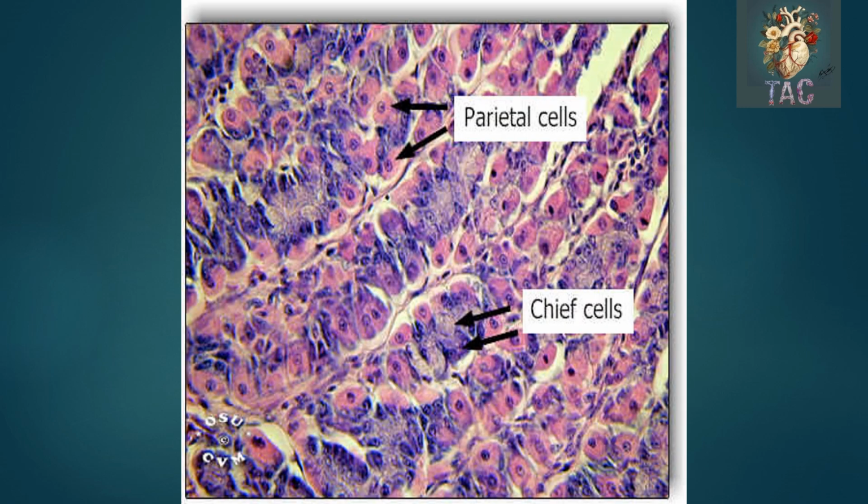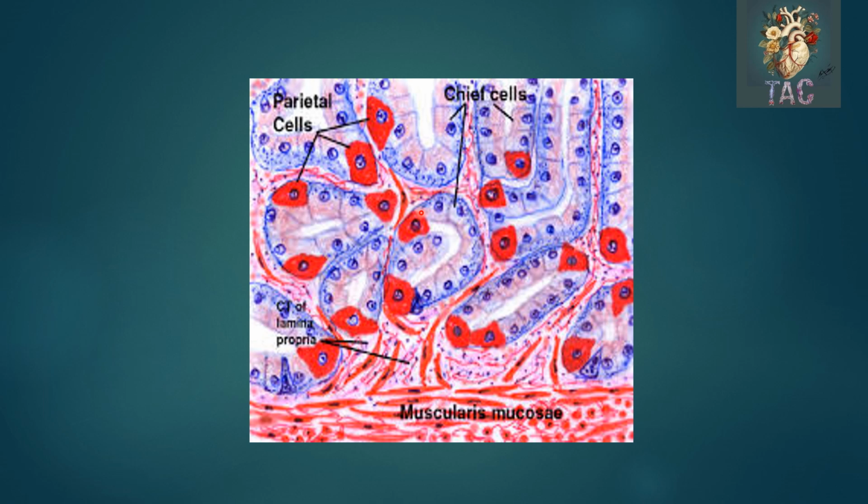factor as well. So this is an H and E stain section of the typical gastric glands, in which you can see these large eosinophilic cells. These are parietal cells, which are present over here, and in between parietal cells you can also appreciate the chief cells. These chief cells are also called the zymogenic cells. This is a little bit of a diagrammatic presentation. You can see the chief cells and the parietal cells present in this diagram as well. This is the lamina propria and then the muscularis mucosae.